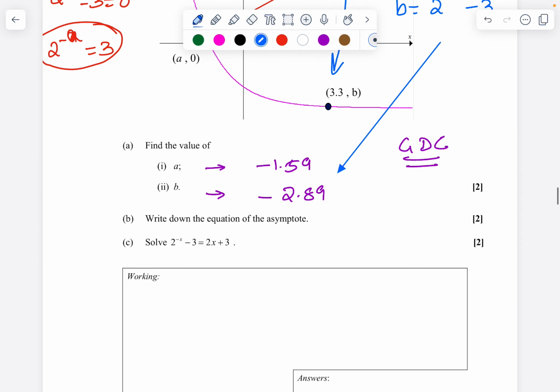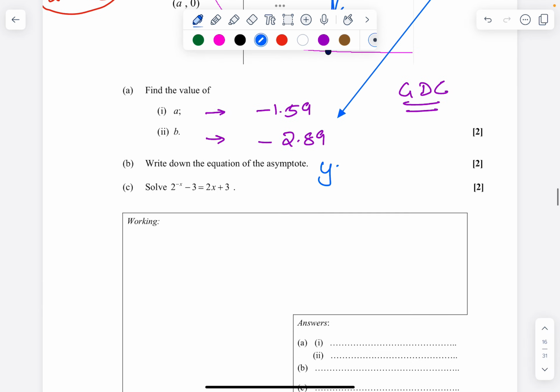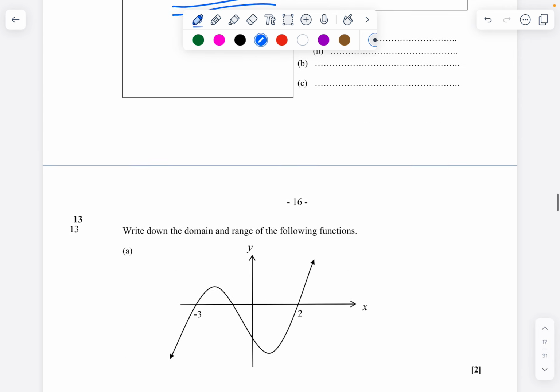Write down the equation of the asymptote. So the equation of the asymptote is this minus 3. Just like in the past paper we have done, y equals minus 3 is going to be the asymptote. Now solve it. Use again the GDC. You should get the value of x equals minus 1.54. Use the equation solver and get the answer as x equals minus 1.54.